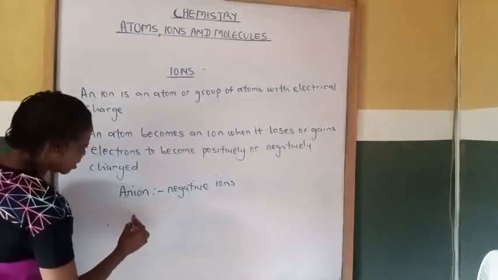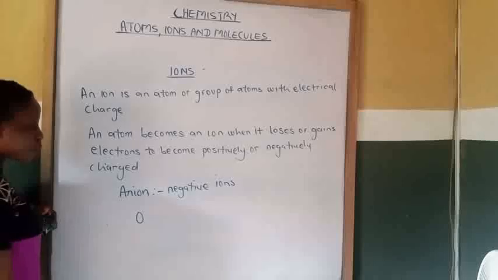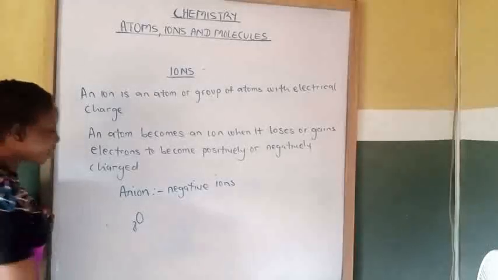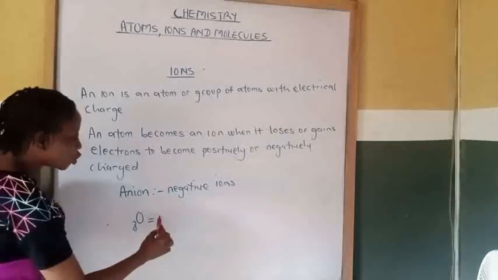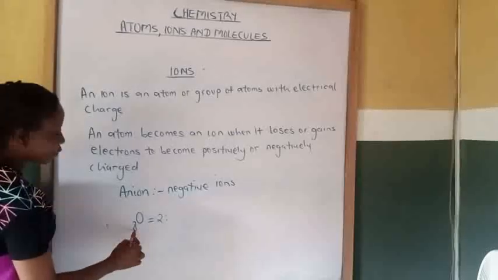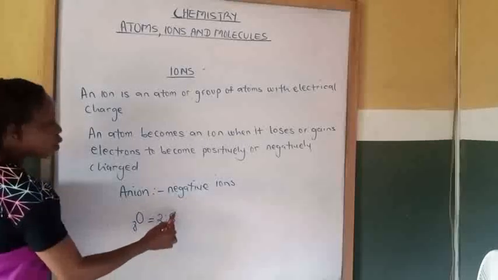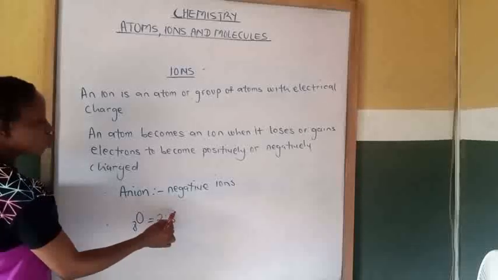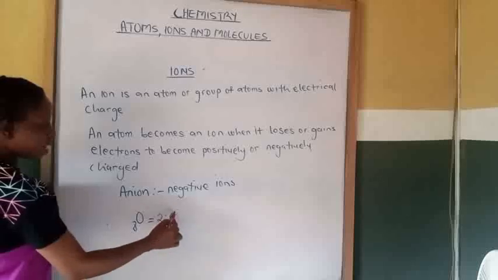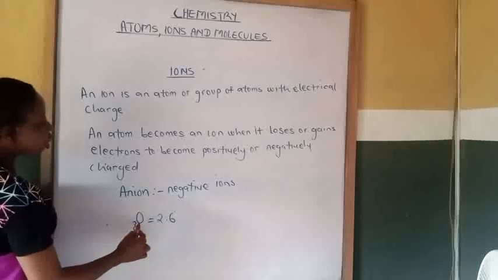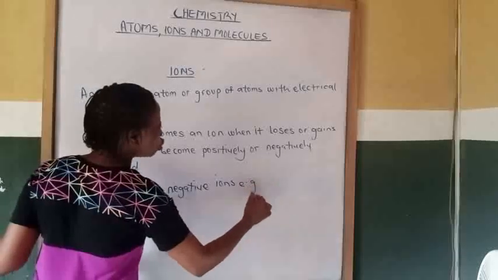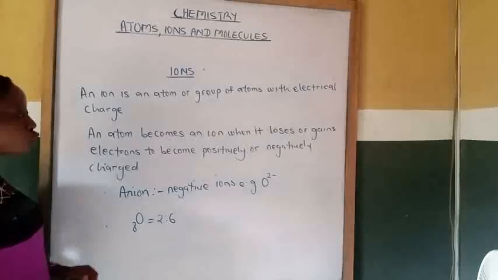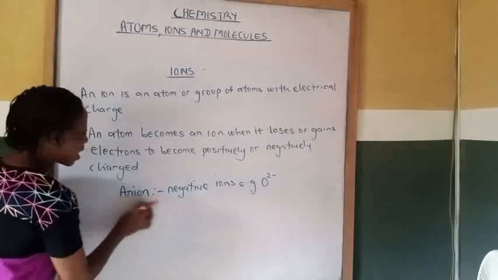Now let's take oxygen for example. What will be the charge on oxygen? Oxygen is number 8. According to our electron distribution, the first shell will carry 2 out of 8, then the remaining 6. The valence shell is supposed to have 8, so it needs 2 more to balance that 8. Therefore the charge on oxygen will be 2-. So oxygen ion is written O2-.